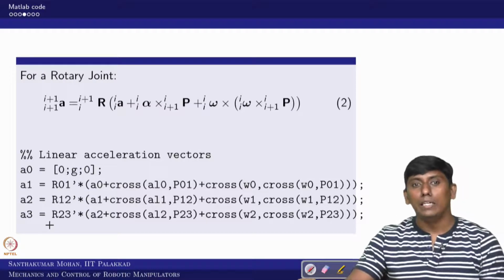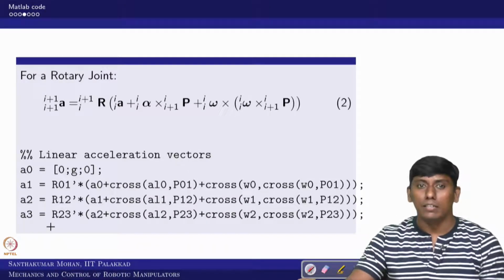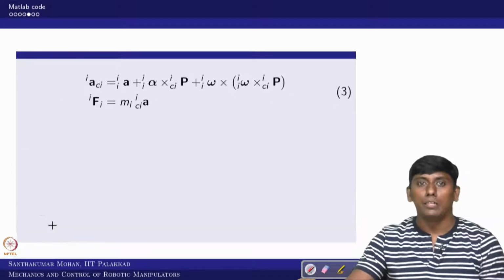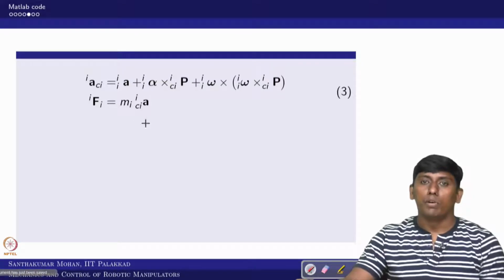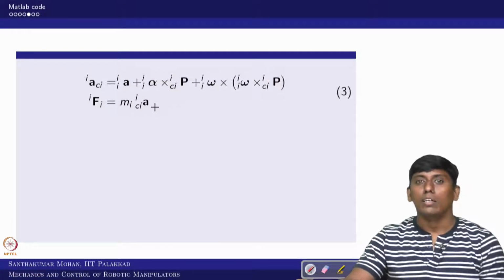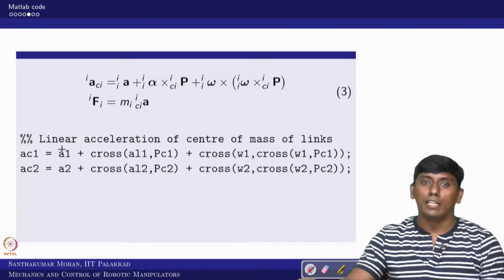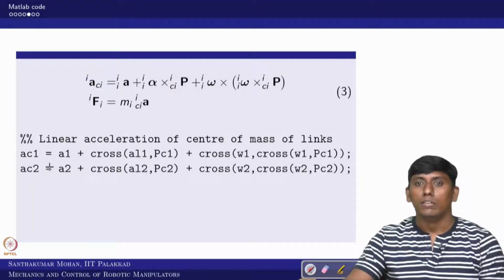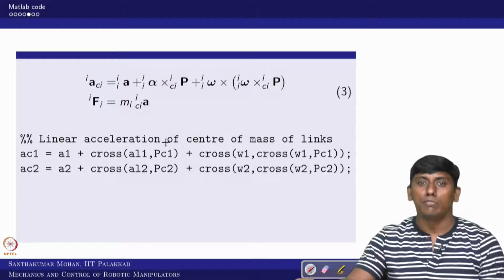Now what do we need to know? We need A1c, the linear acceleration of the center of mass of link 1, and the center of mass of link 2. We call them A1c and A2c. This can be derived in this form. For inertial force you need this centroidal acceleration. So we have derived AC1 and AC2 based on this equation, written in the general syntax.